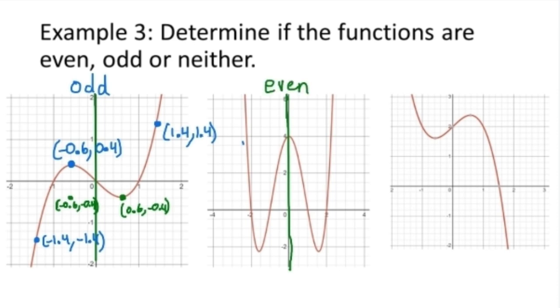If we take a look at the third graph, well, we can definitely tell it is not even. If I fold along the y-axis, we can definitely tell both halves will not line up. Let's check to see if it's odd.